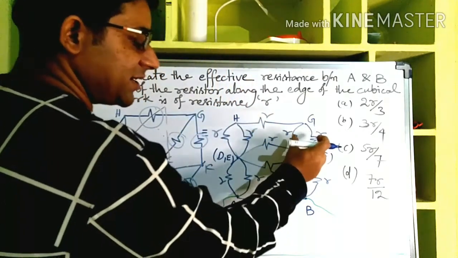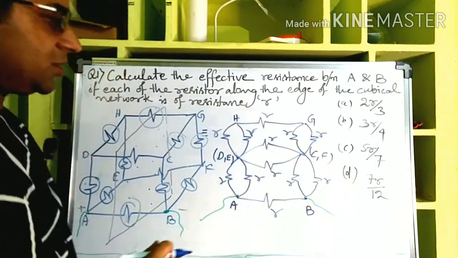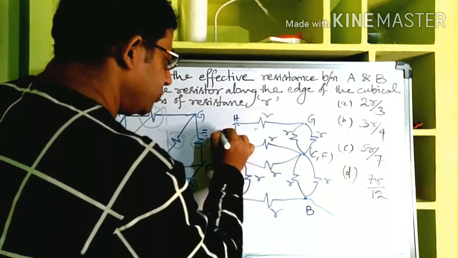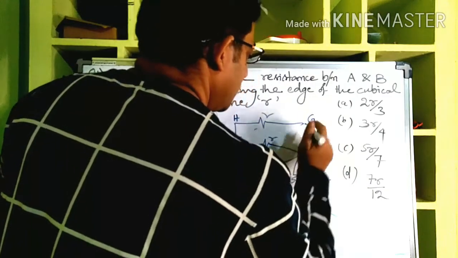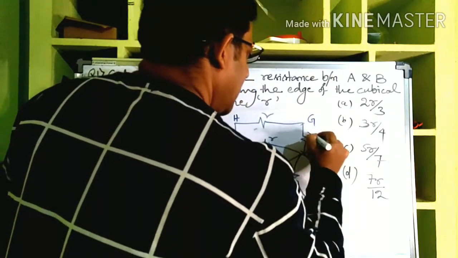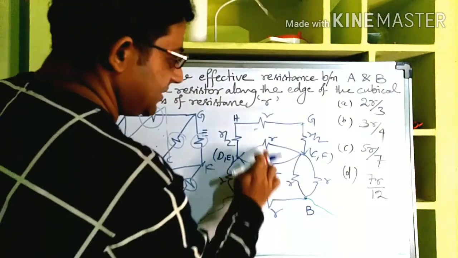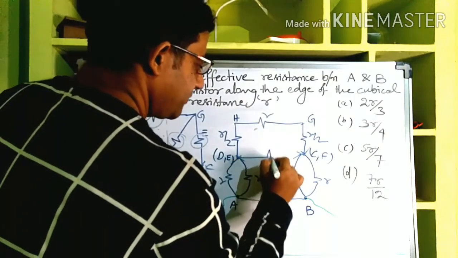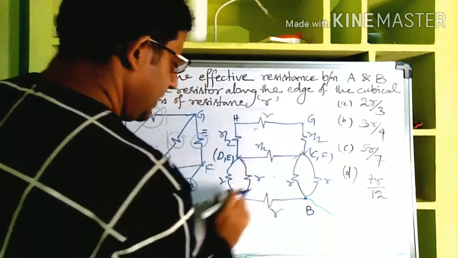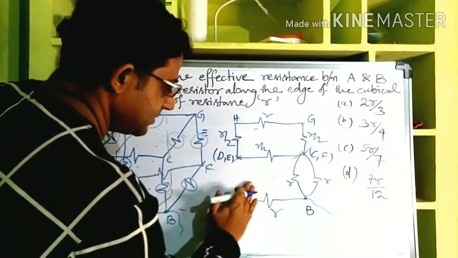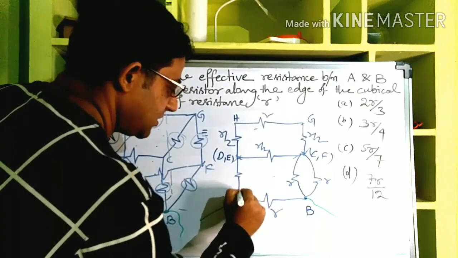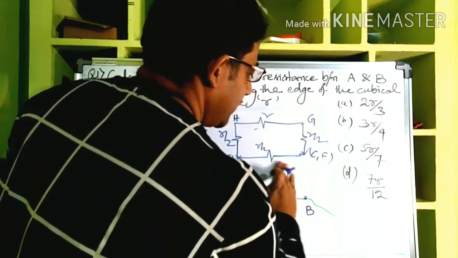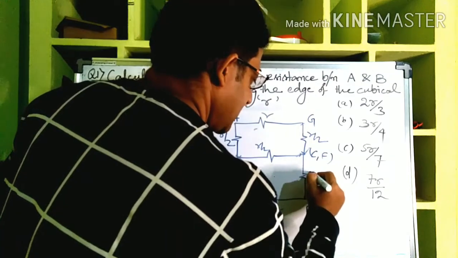So wherever two R's are connected in parallel, I will put R by 2. Instead of two R's in parallel, I can show only one R by 2. Similarly, instead of these two, I can show only one R by 2. Similarly, instead of these two resistances in parallel, one R by 2. Similarly, these two I can replace by one resistance R by 2. Again, instead of these two I can show only one resistor of resistance R by 2.